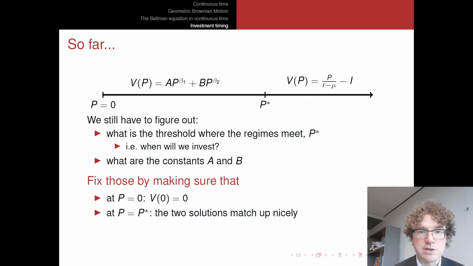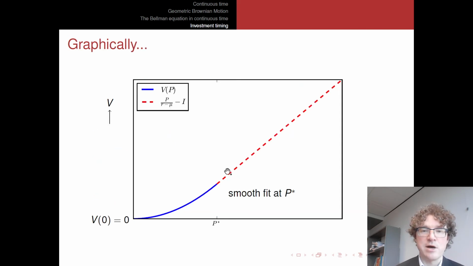That's one boundary condition. Then at the other boundary of this waiting regime, threshold p star, we are going to demand that these two solutions, the left-hand solution over here and the right-hand solution over here, match up nicely. What does matching up nicely mean? Here's the right-hand solution, the NPV. Here's the left-hand solution, the blue bit, the option value. And matching nicely means having a smooth fit at this p star. We want to make sure that this line is continuous, but even more so differentiable.